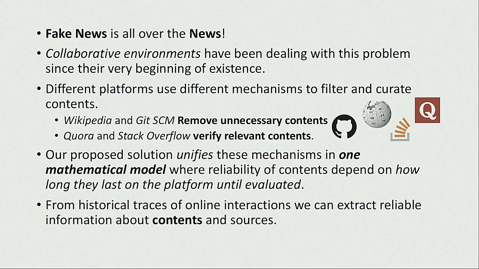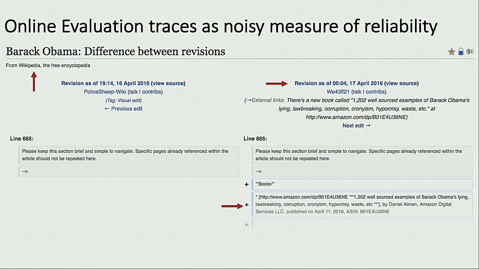For example, you can imagine on Wikipedia, people come and add some content, somebody else comes and removes it. Or on Stack Overflow, somebody asks a question, somebody else answers, and finally some answer gets verified. What we try to do is to use the historical traces on the web and in the logs of these websites to curate and extract a reliable notion of trustworthiness for the sources that are used and for the actual content that is produced.